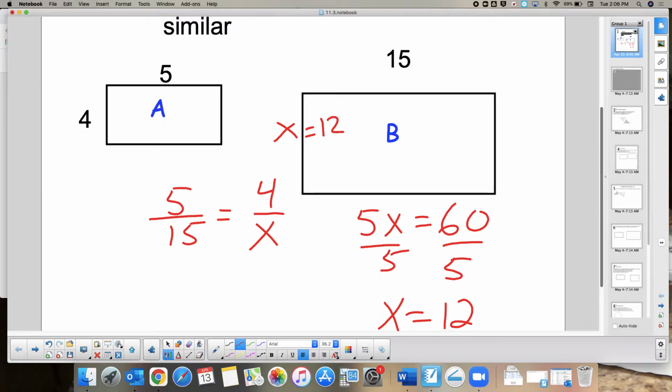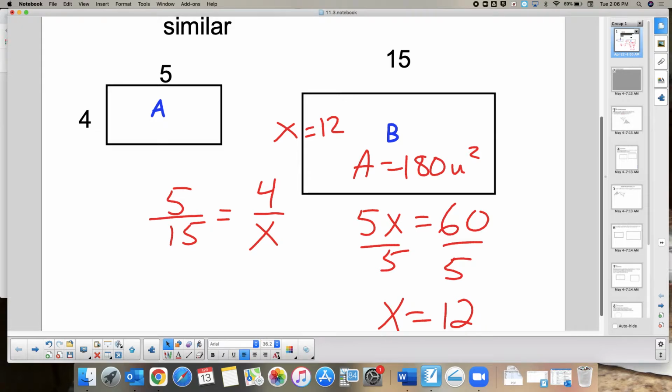So to find the area of rectangle B, it is just 15 times 12. So our area here is 180 units squared. Now what we're going to learn today is we're actually going to be able to compare the areas of similar figures. If I look at my area of rectangle A, that area of rectangle A is 4 times 5, which is 20 units squared. So there's an important thing that comes up here.